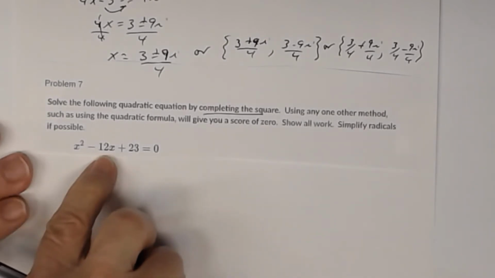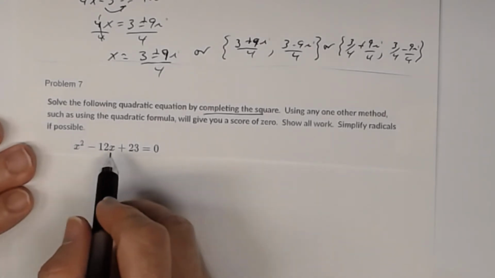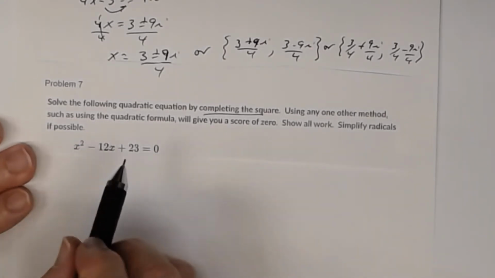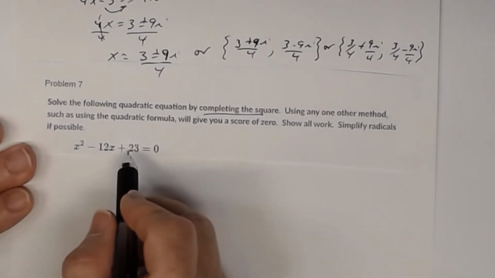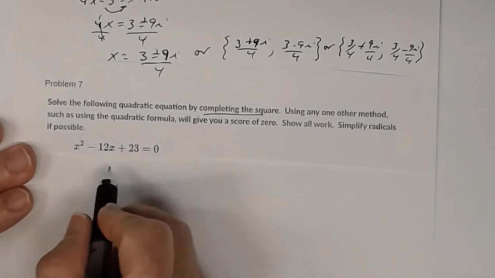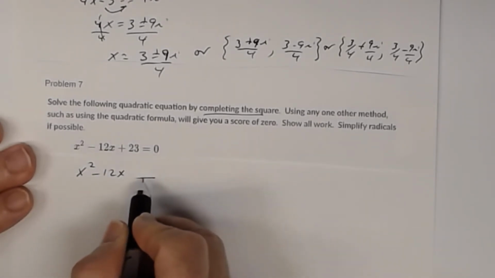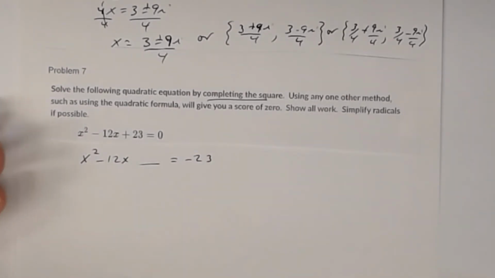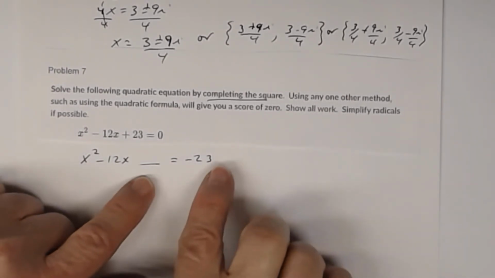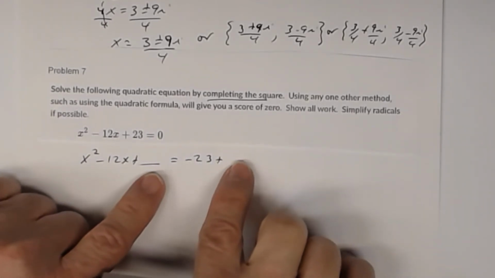All right, so let's remember how to solve this quadratic equation by completing the square. So first of all, remember that the coefficient of x squared has to be 1, and it is here. And so we're going to bring the constant to the other side. And so we're going to have x squared minus 12x. Leave some space here. I'm leaving some space. And then that becomes negative 23. That equals negative 23.